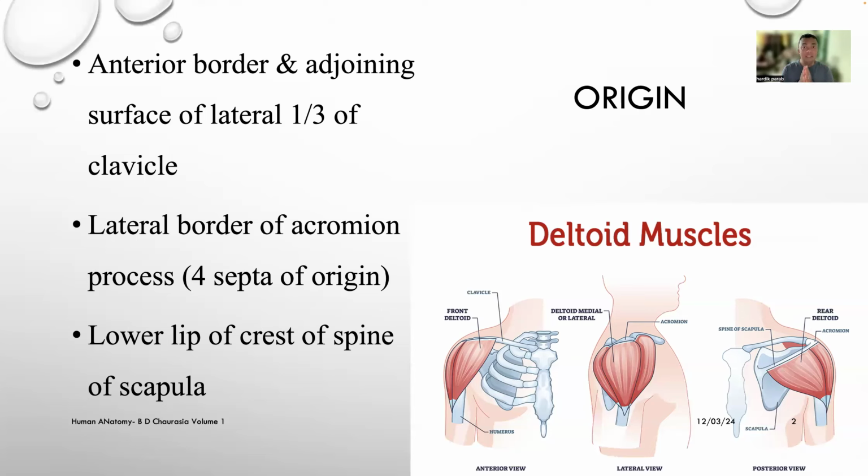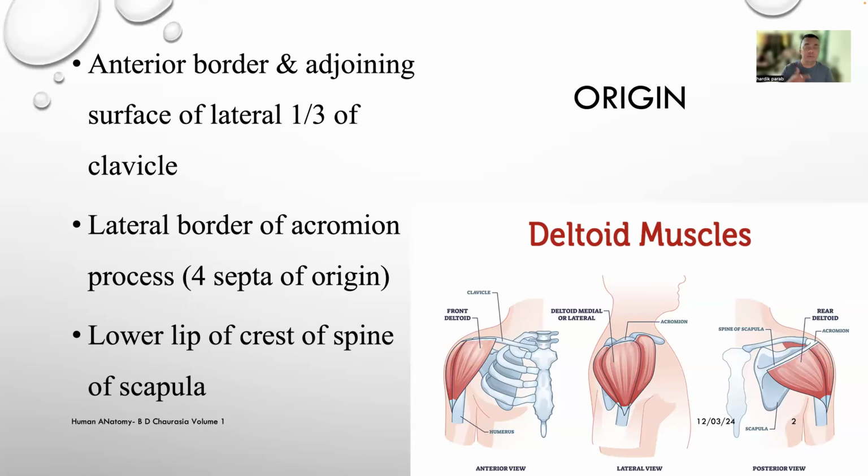So deltoid is a multipennate muscle. What do we mean by multipennate muscle? In the middle fibers of the deltoid, the acromial fibers, a multiple amount of muscle fibers are situated in a narrow area. In this much area, you have multiple fibers present. So the four septa of origin of this deltoid, the acromial fibers, originate from the acromial process.